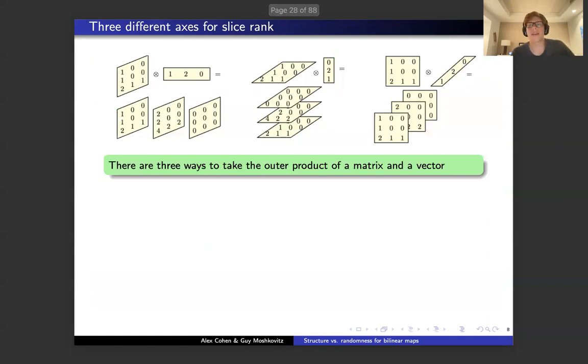An important caveat is that there's only one way to take the outer product of two vectors, but there's three different ways to take the outer product of a matrix and a vector, corresponding to the three different axes along which we can put the vector. And this distinction makes slice rank much more difficult to analyze than matrix rank, right? Because if you give me a tensor and ask me what the slice rank is, those three different flavors of slice rank 1 pieces are all tangled together, and it's very difficult to disentangle them.